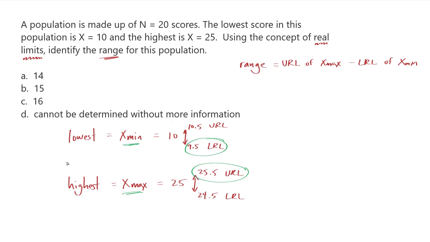And so now that we've got that, we can figure out the range. The range is equal to the upper real limit of the maximum. So that is my upper real limit right here, 25.5. And then I'm going to subtract the lower real limit of the minimum. That is 9.5. And when you calculate that out, it comes out to be not 15, like I said before, but now it's 16. So the answer here is C.